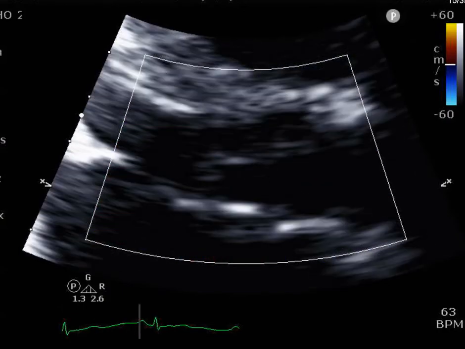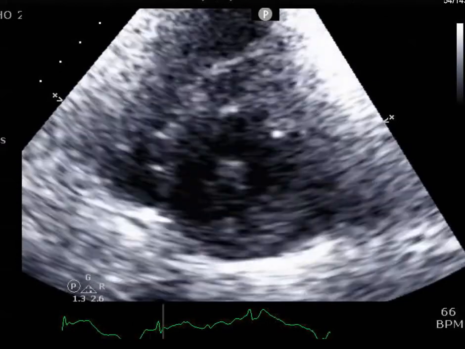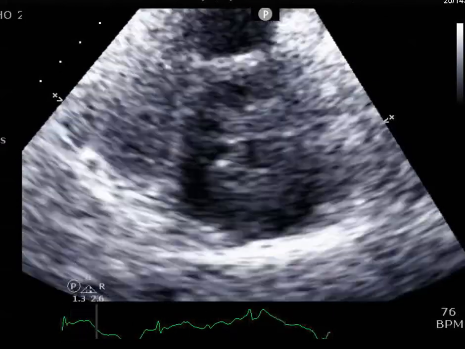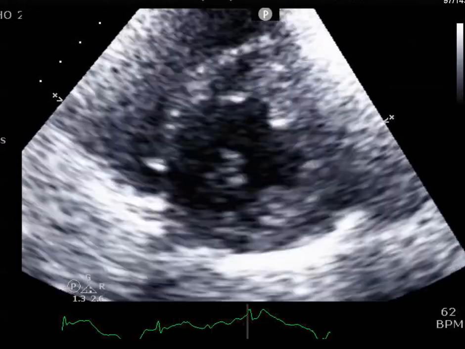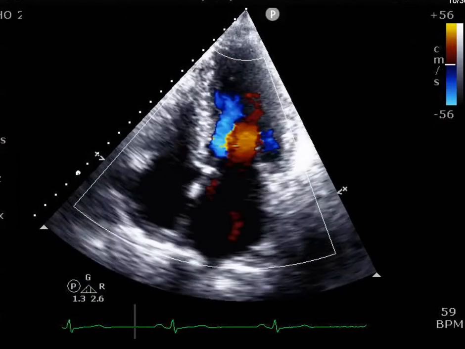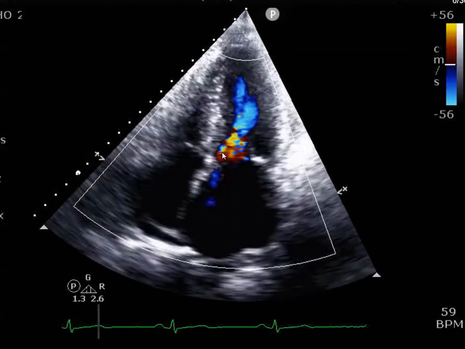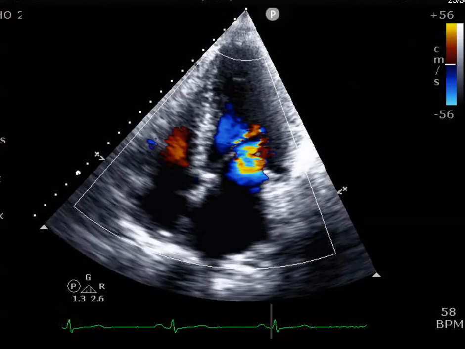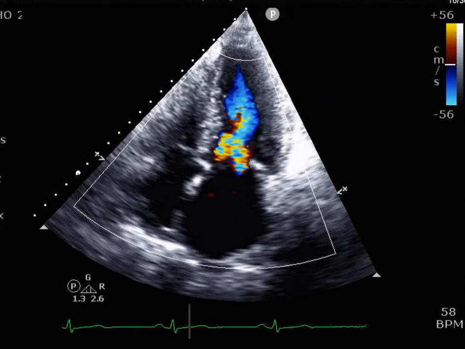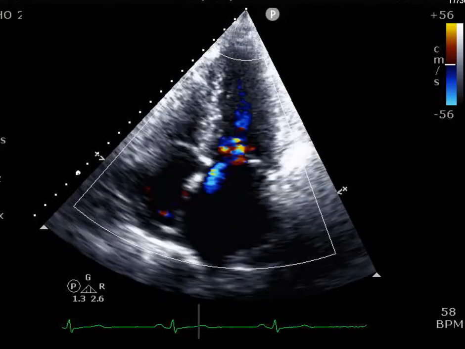Okay, so let's move on to look at the short axis view, a very hypercontractile heart, completely obliterating the cavity during systole. Okay, now let's get to some money shots. Here is our 4-chamber view. Again, a huge amount of color mosaicing and turbulence going into the LVOT. And now we're going to be starting to look at some velocities across the LVOT.